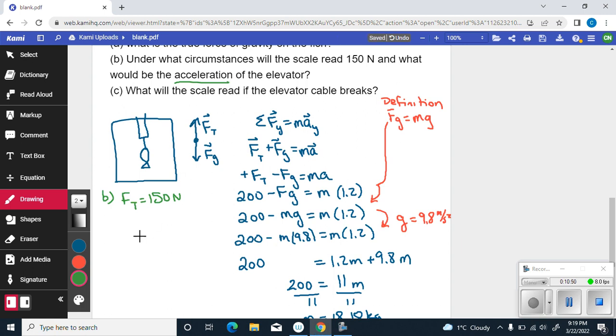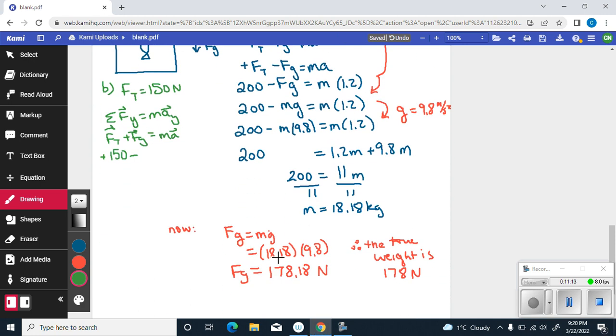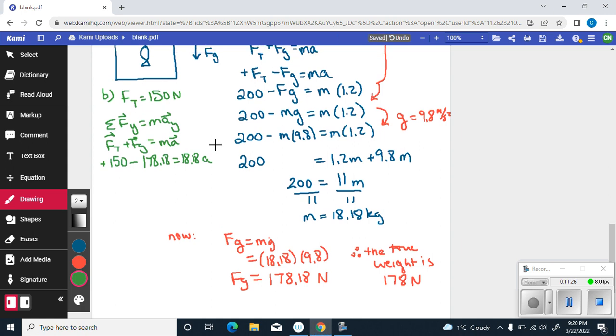Okay, well, same free body diagram, same setup. Sum of my forces in the y direction is mass times acceleration. So force of tension is going to go up, and gravity is going to go down. So we're going to add up those vectors. So plus tension, so the tension is going to be my 150. Minus gravity is down. And we just figured out gravity. That's my 178.18 equals mass. What's my mass? 18.18 times my acceleration. Oh, look at that. I know everything.